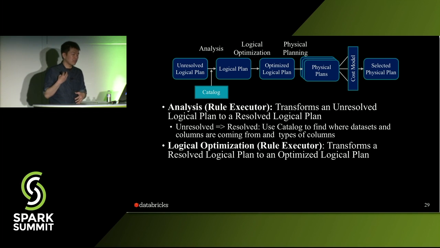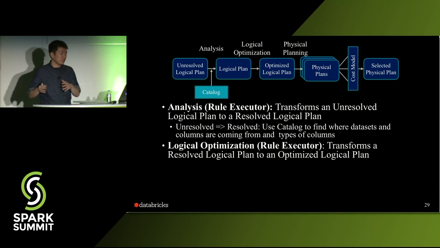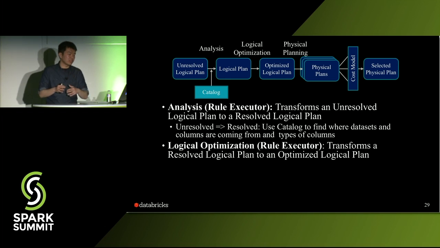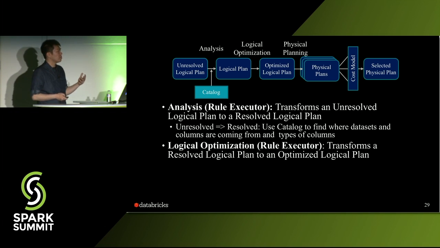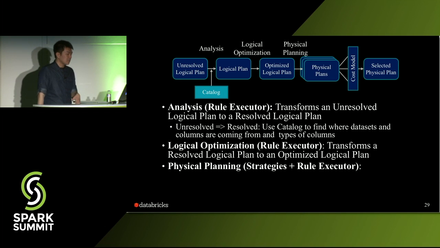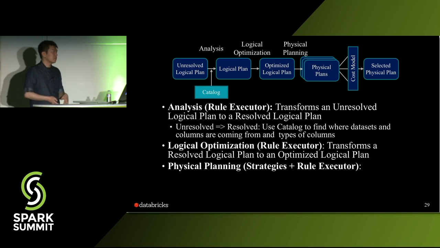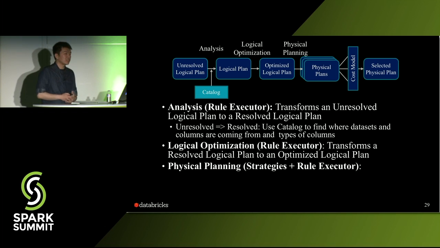After we get the resolved logical plan, we have a rule executor implement different kinds of transform rules to transform the resolved logical plan to an optimized logical plan. This is the step of logical optimization. And finally, from the optimized logical plan, we want to convert it to a physical plan which is ready for execution. This is done in the step of physical planning.